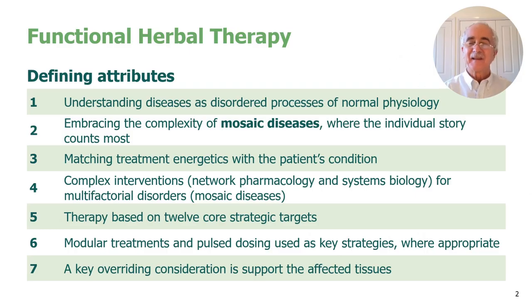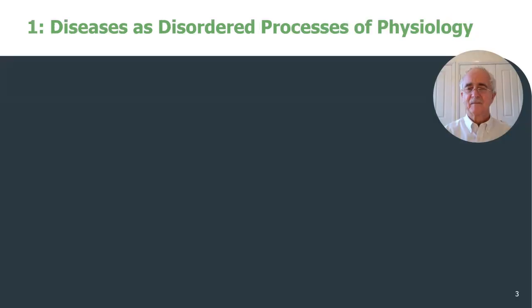In this second video, we're going to be talking about the defining attributes of functional herbal therapy. And here they are listed here. Now, I'm going to go through them one by one. So there's actually no point in me listing them out now because we'll be covering each one. But I identified, based on my clinical experience and thinking things over, 7 key defining attributes of functional herbal therapy. So let's begin with number one.